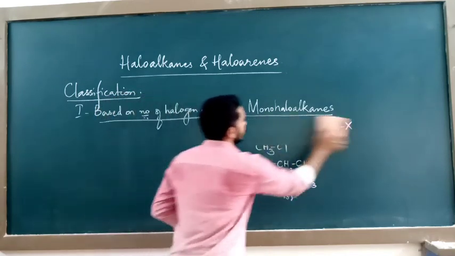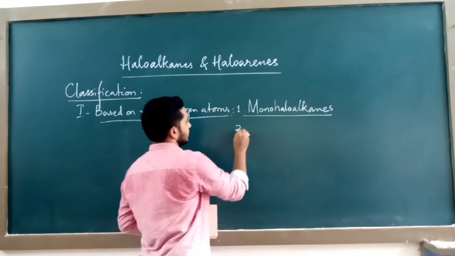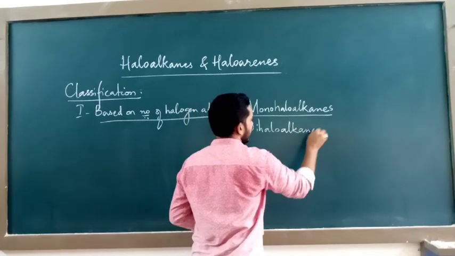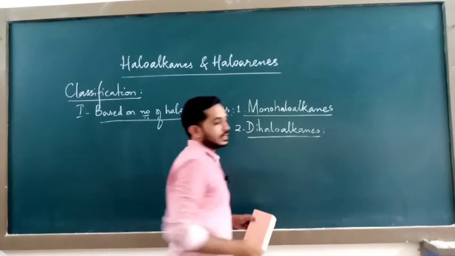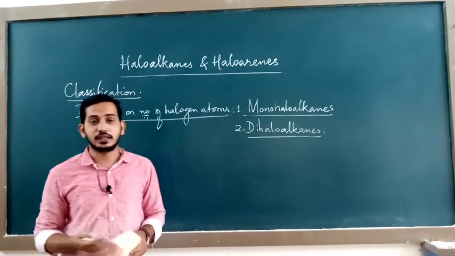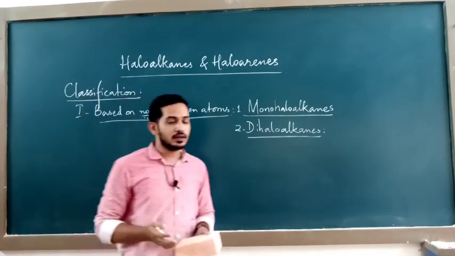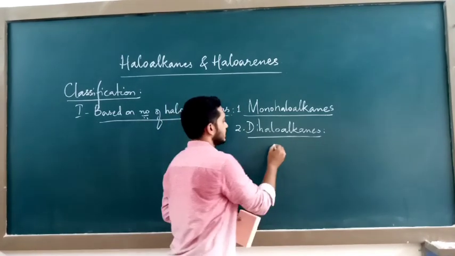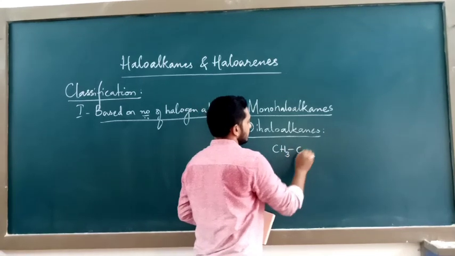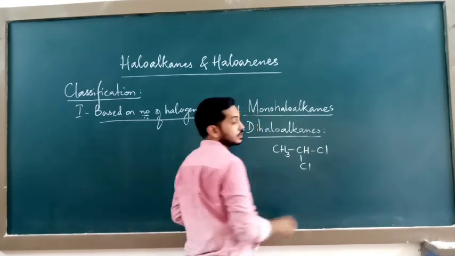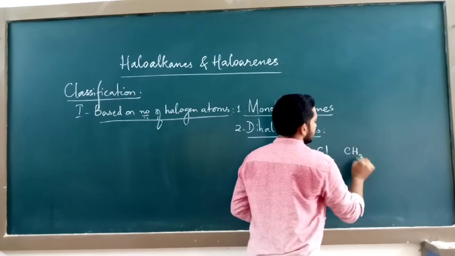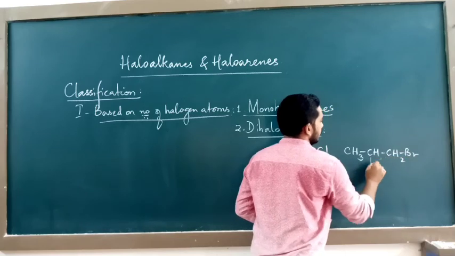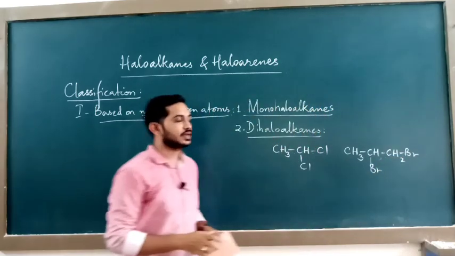Then the second is dihaloalkane. A dihaloalkane is a haloalkane which contains two halogen atoms in them. In other words, they are prepared by replacing two hydrogen atoms of alkane by two halogen atoms. Examples: CH3CHCl2, or else CH3CH2CHBr2. Both are dihaloalkanes.